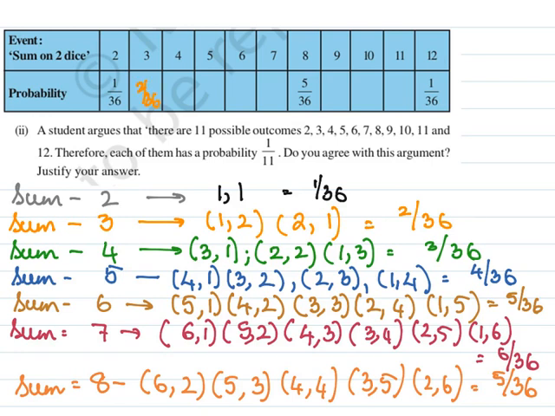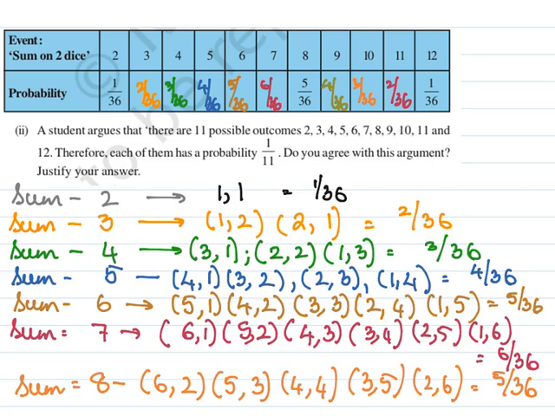For 3 it was 2 out of 36. Then for 4, 3 out of 36. For 5, 4 out of 36. For 6, we saw it was 5 out of 36. Then for 7, 6 out of 36. 8, 5 out of 36. Then for 9, if we see the pattern, it is 4 out of 36. 10 will be 3 out of 36. And 11 will be 2 out of 36.